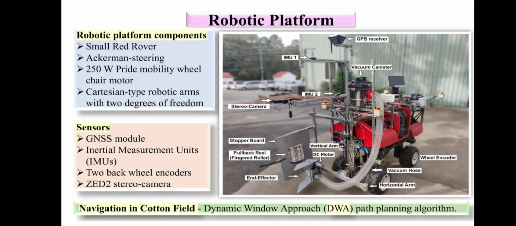So this is a robotic platform. Components like a small rover, Ackermann steering, 250 watt Pride Mobility wheelchair motor, then Cartesian type robotic arms with 2 degrees of freedom, and sensors like GNSS module, inertial measurement units like IMUs, 2 back wheel encoders, then ZED 2 stereo camera for navigation in cotton field, dynamic window approach that concludes path planning algorithm. So this is our project.